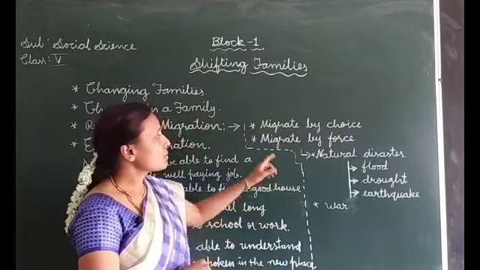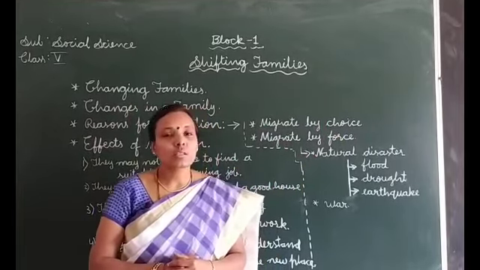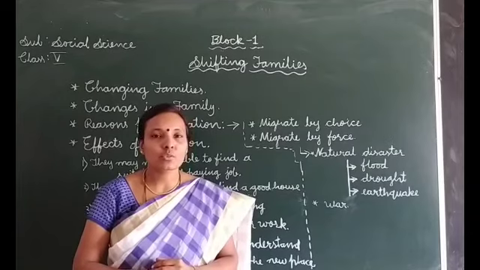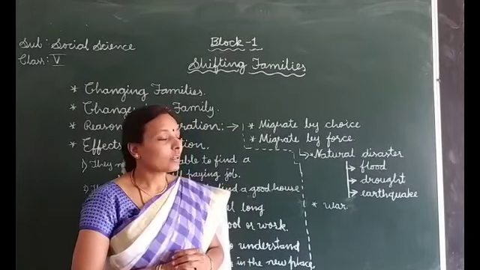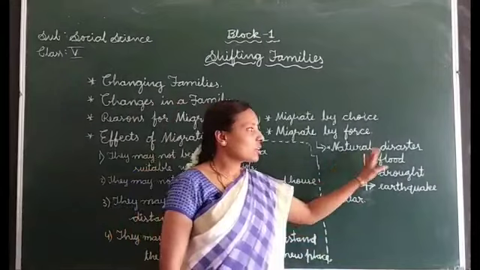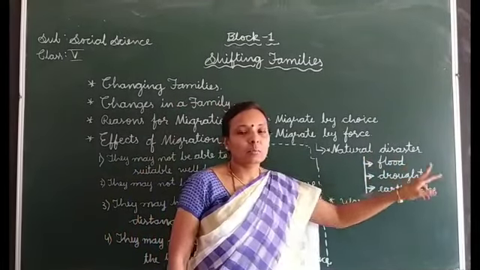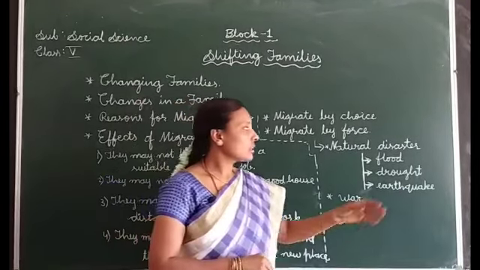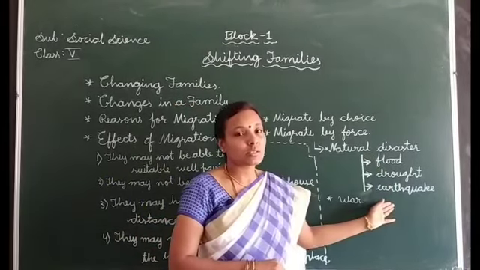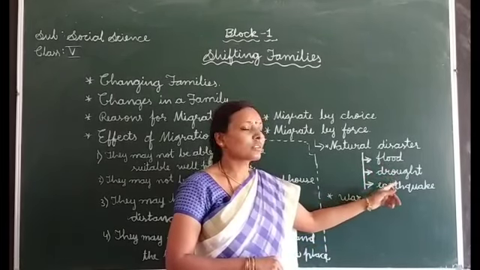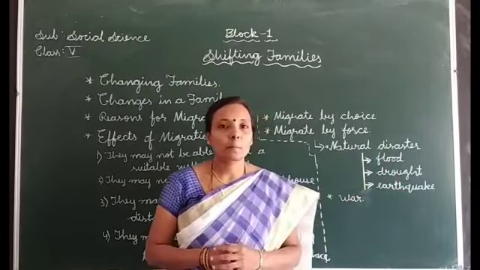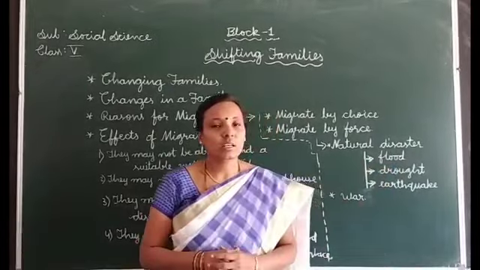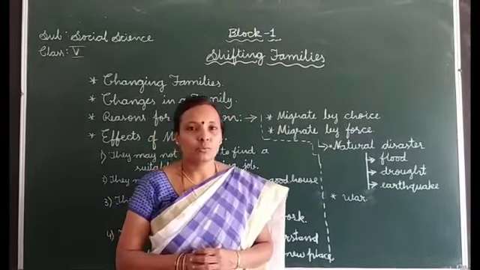And the next point is migrate by force. Some families have to migrate by force. What is this force? Here, because of natural disaster. The meaning of disaster is a sudden event that causes loss of property and lives. Here there are three natural disasters, like flood, drought and earthquake. First one is flood. In Kannada we say pravahagalu.